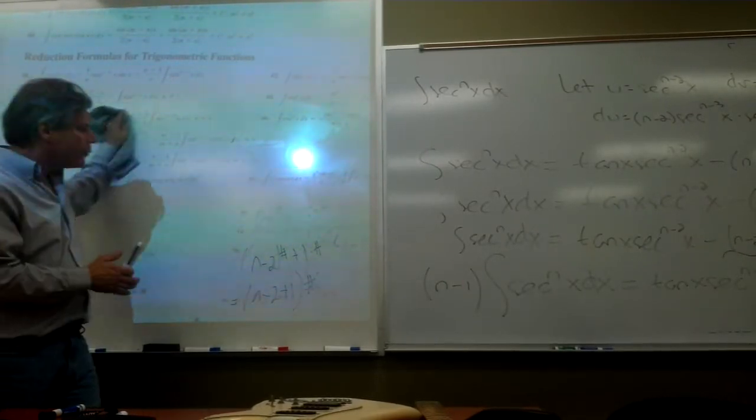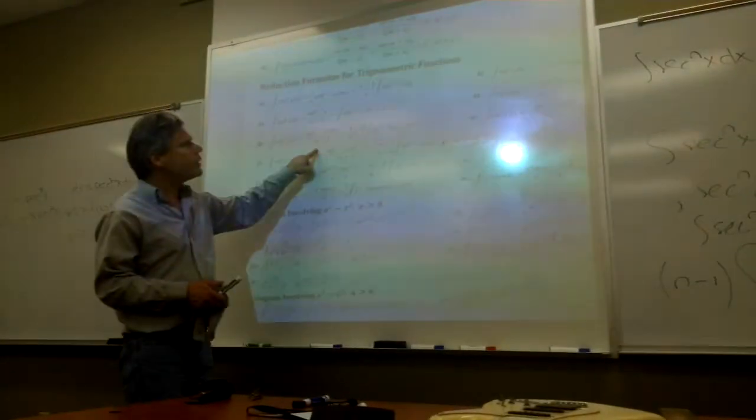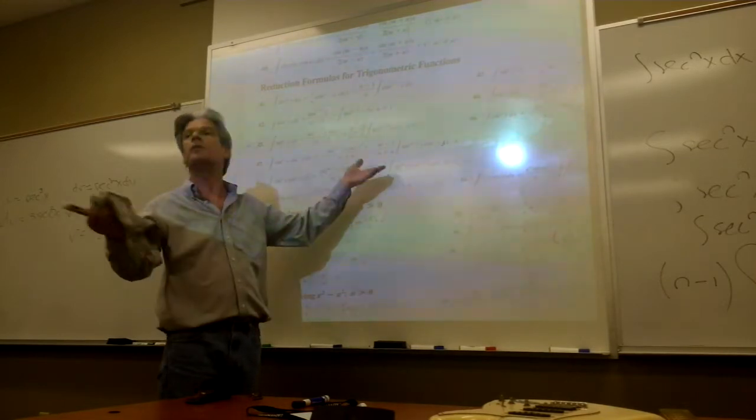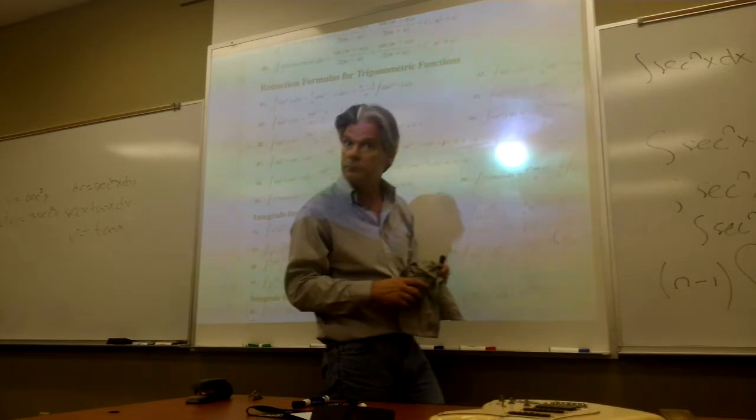Oh, you guys, what does the author say? Oh, look at that. It's exactly what I have. You just finally divide both sides by n minus 1. That's where that reduction formula comes from.